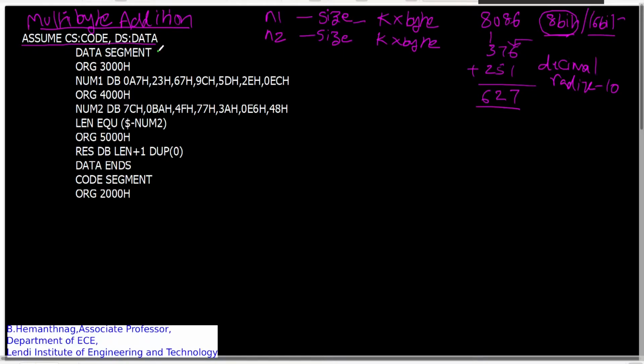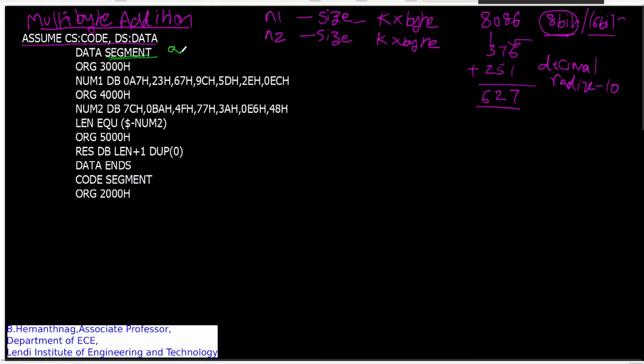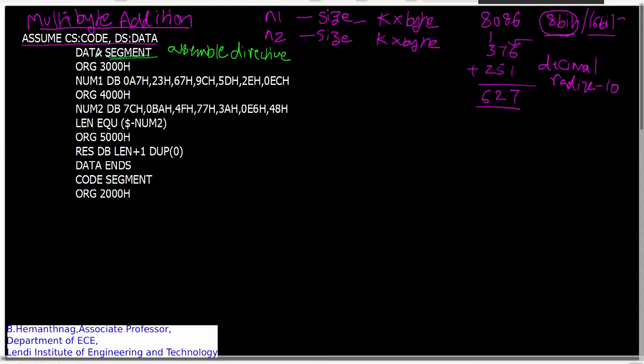The next line, data segment, is the declaration of the label data, which is defined as a segment. This is a keyword known as an assembler directive. So this defines data as a label to a segment. Now within the segment we start with the 0 offset address.